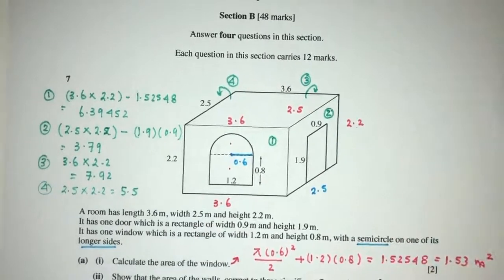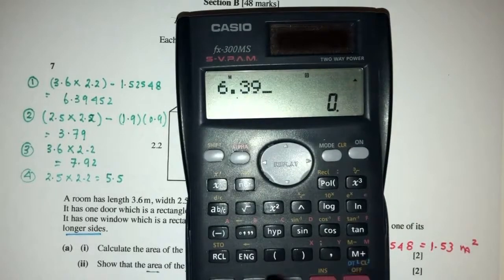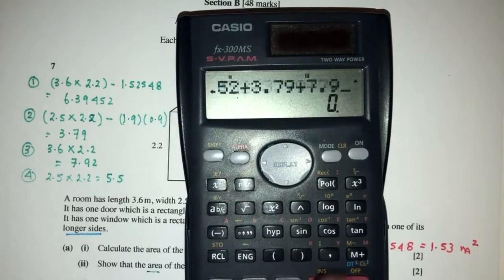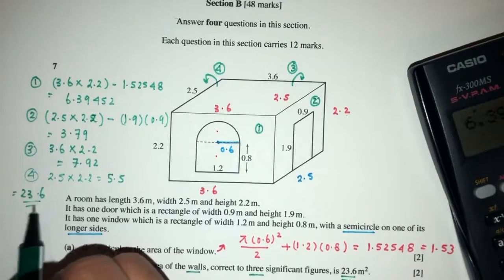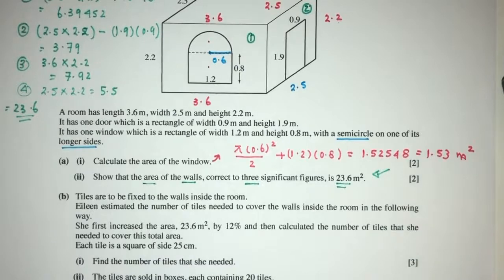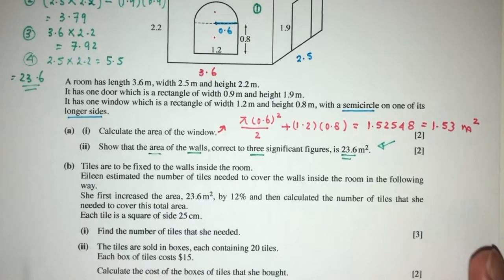Okay, so now to find the total area, we just have to add everything together. That will be 6.39452 plus 3.79 plus 7.92 plus 5.5. That will be 23.6. So correct to 3SF, that will be 23.6, shown as required. Now for part B, tiles are to be fixed to the wall inside the room.